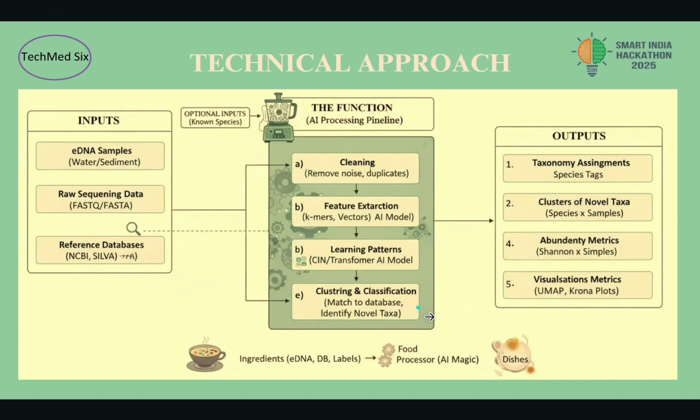and finally we will run classification ML models to match against the database to identify whether the taxa belongs to a previously known cluster or is novel or new. We will get output in the form of taxonomy assignments and species tags. We'll get the clusters and the related number of each cluster. We'll get abundance matrices, and lastly we will see some visualizations.